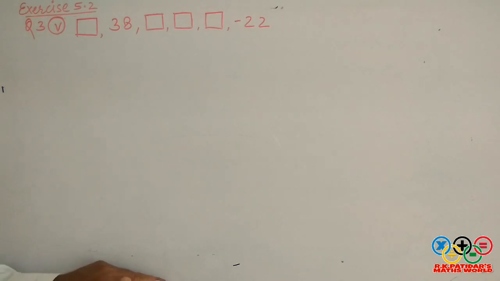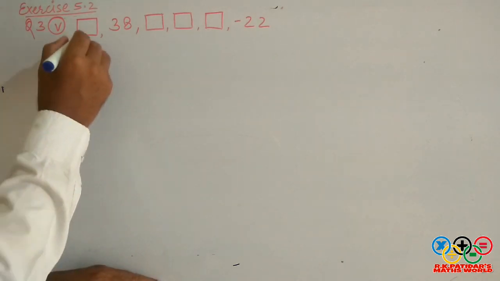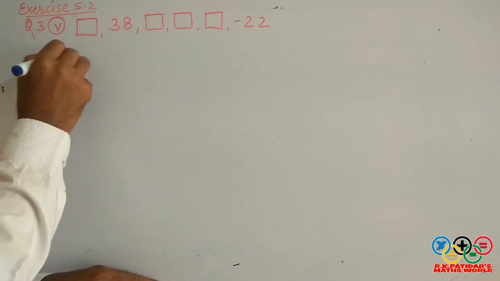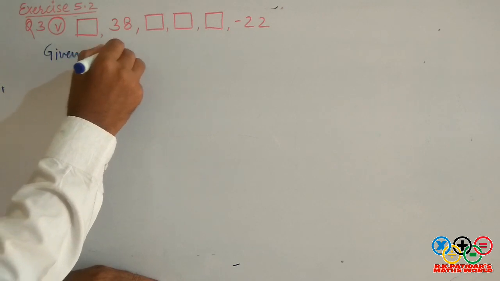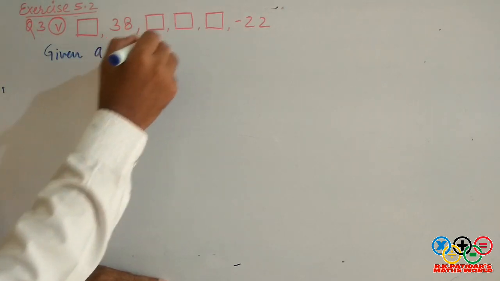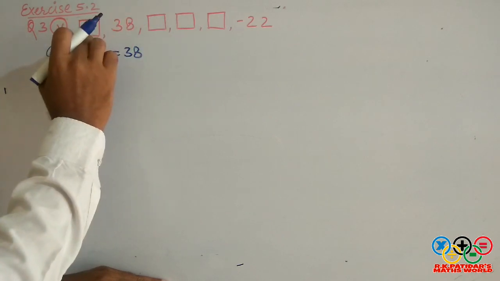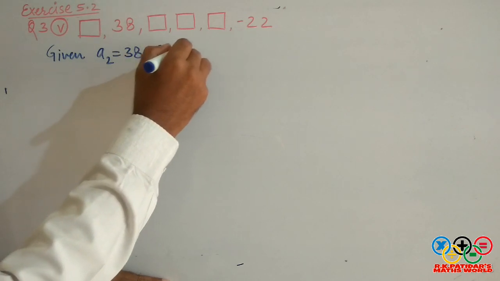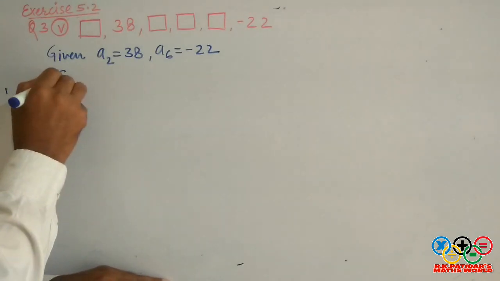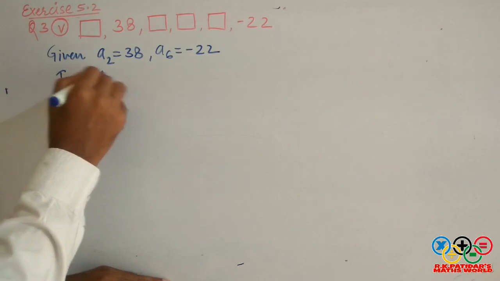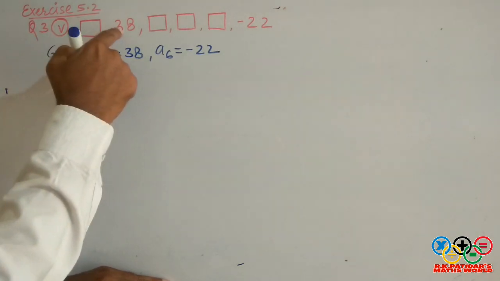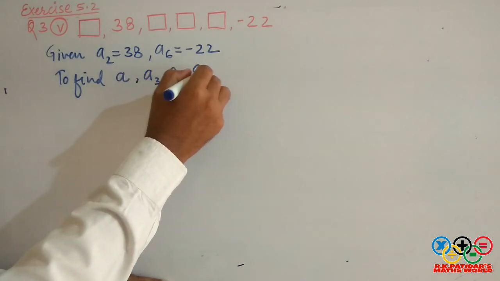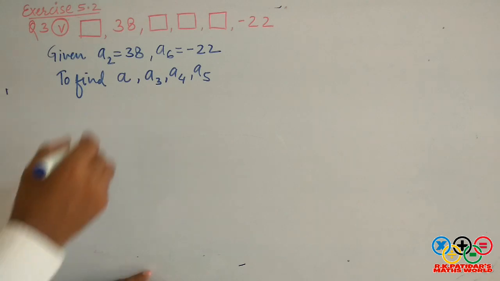See the fifth part of question number 3. Here the first term is missing. What is given? The second term is given. Here the second term is equal to 38, and this is first, second, third, fourth, fifth, sixth term. The sixth term is given as minus 22, and we have to find out the first term, third, fourth and fifth terms.